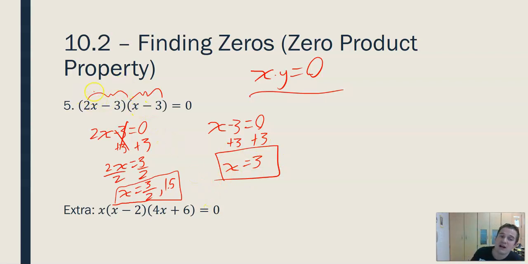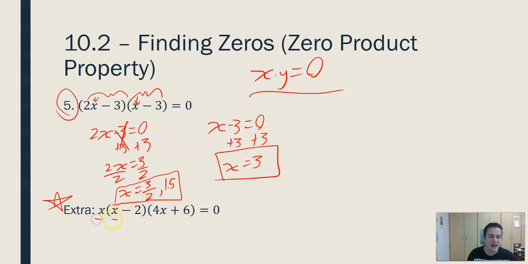And if I plug both 3 or 1.5 back in for x in both of these expressions, you'll notice that I indeed get 0 multiplied by 0. Okay, so that was number 5 on your review worksheet. This one down here is an extra example. There are some kind of like this on your review worksheet that I want to touch on.